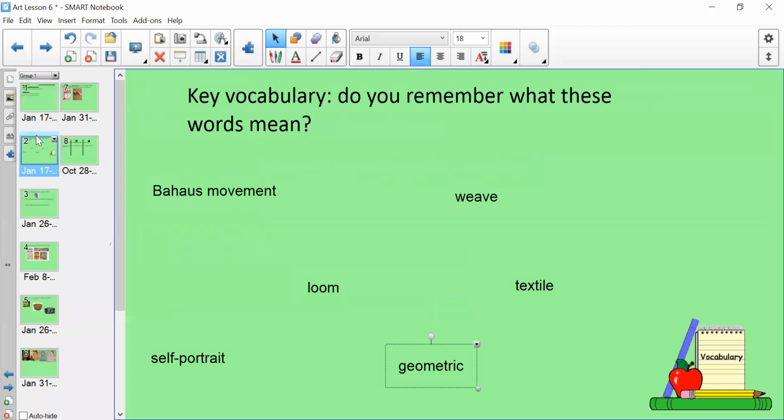Okay, so let's first have a look at some vocabulary that we've spoken about this term in art. So we've got the Bauhaus movement, weave, textile, geometric, loom, and self-portrait. So I'd like you to pause the video and try and think if you remember what these words mean. Write them down if you need to, or if you've written them down in the previous lessons, you could go back into your book and see if you can find the definition of these words.